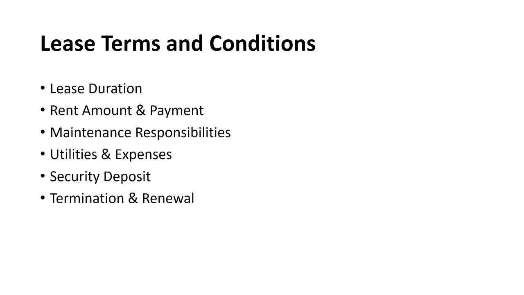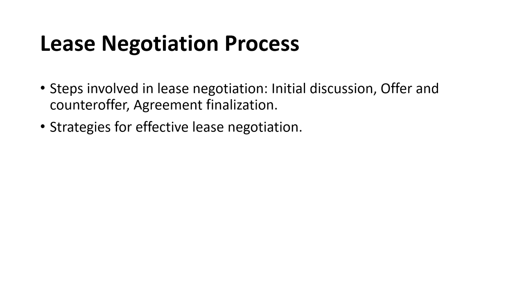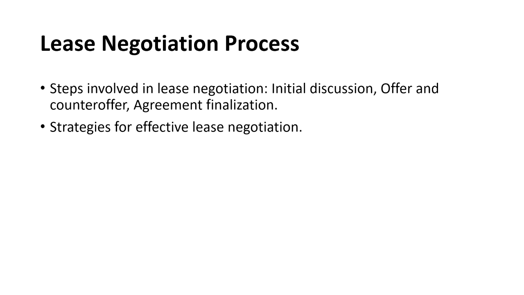So that is there. Then we are talking about the lease negotiation process. Now this is important: there will be certain stages of lease negotiation. There will be some initial discussion, then some mature discussion, so there will be multiple layers of discussion and finally the lease will be finalized. So what are these steps? First is your initial discussion.